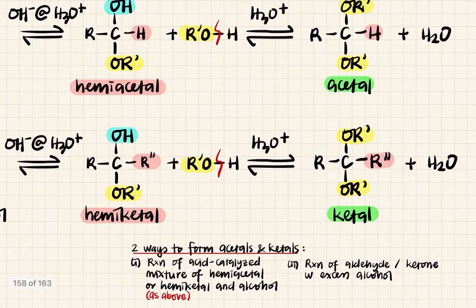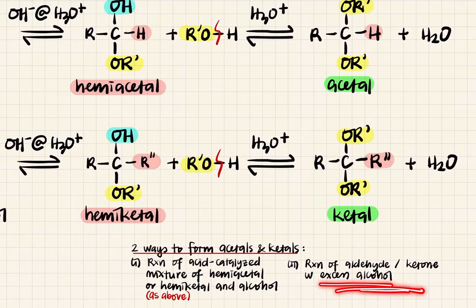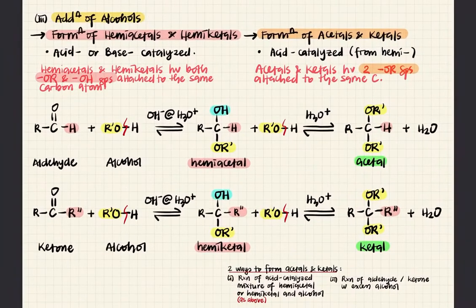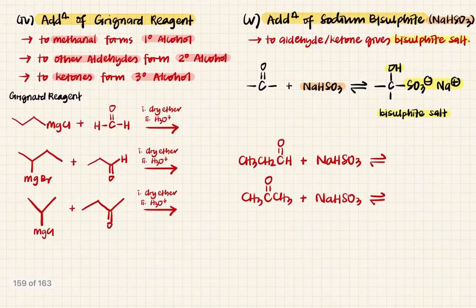So there's actually 2 ways to form acetals and ketals, but you are learning yang kat atas ni, which is acid catalyzed mixture of acetal, hemiacetal or hemiketal and alcohol as above. Yang atas ni. Yang ni bukan, okay? Yang atas ni bukan yang atas tu. Okay, next you have addition of Grignard reagent.